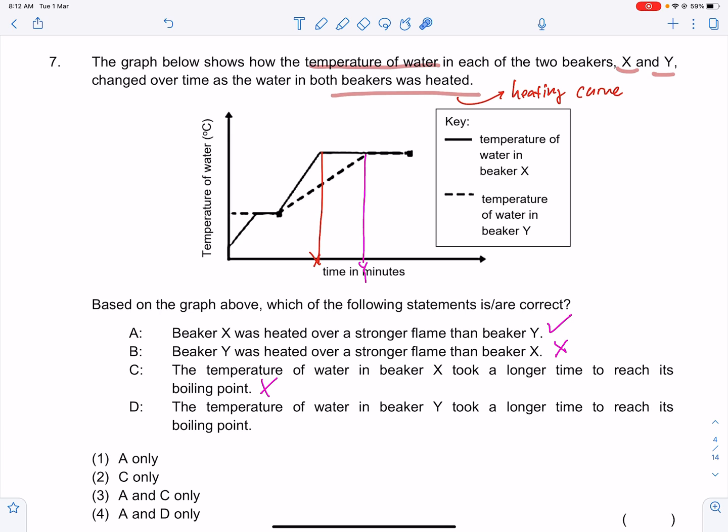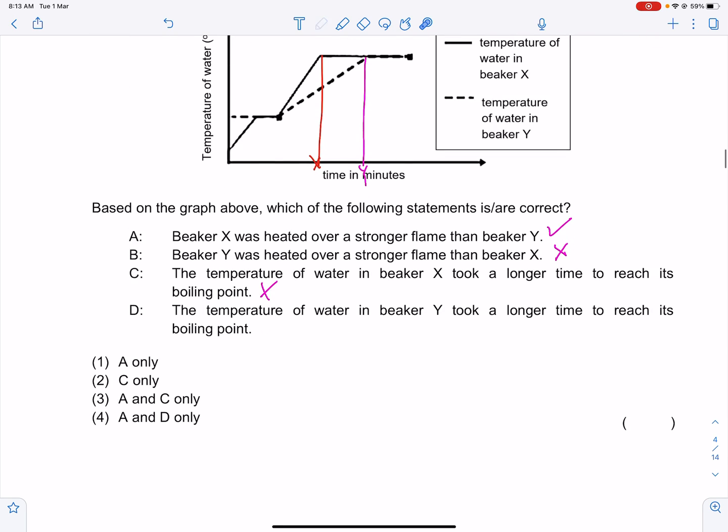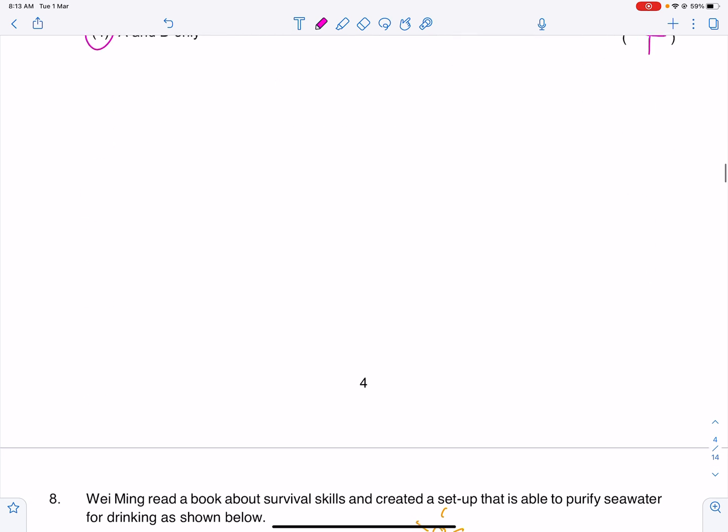Lastly, the temperature of water in Y took a longer time to reach its boiling point. This is true. Okay, because once again, if you take a look at it, Y took a longer time as compared to X to reach the same temperature. So our answer would be number 4. Okay, and that's about it.